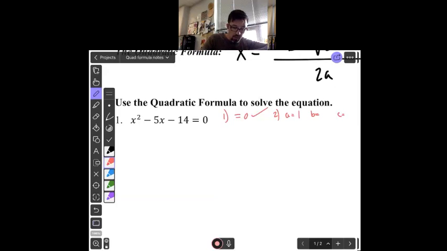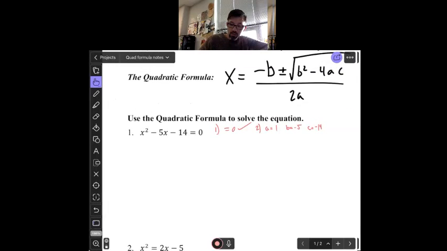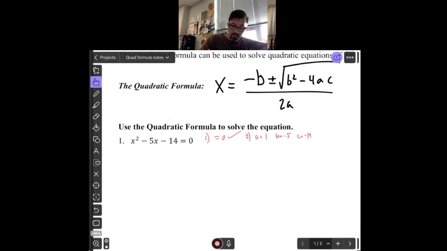So of course A is 1, right? We have a 1 there. And our B value is -5, and our C value is -14. And the next thing we're going to do is just plug all those things into the formula and simplify it down. Okay.